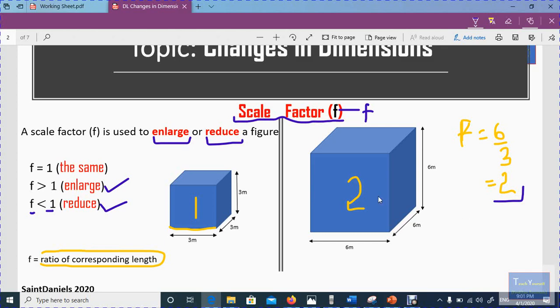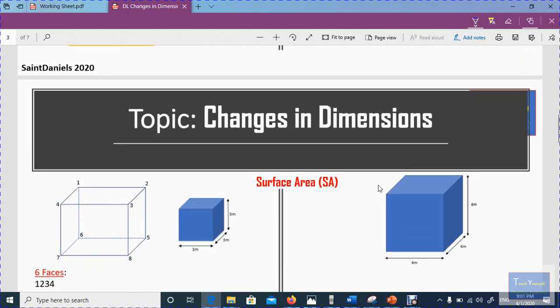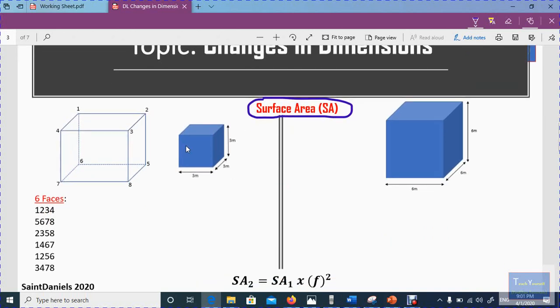But how do we apply this in changes in dimensions? We are going to look at two areas. One is surface area and the second one is volume. First, I'm going to use this cube to explain to you. If you look in depth at this cube, it has 6 faces. I have labeled it here. 1, 2, 3, 4 is one face. That's the top. If you look at the bottom part, this is 5, 6, 7, 8.